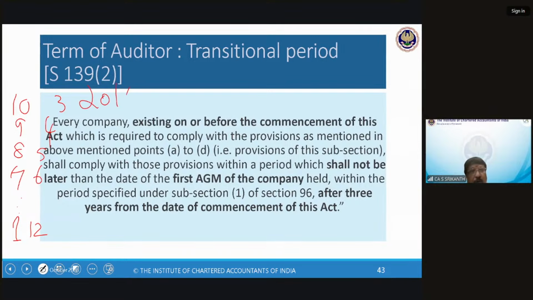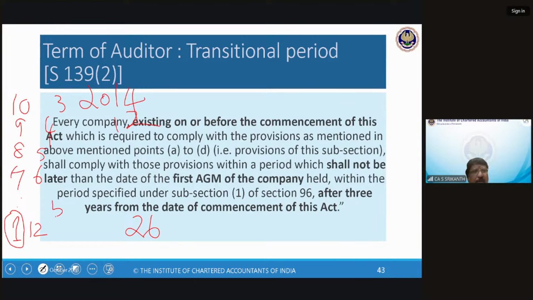So in 2014, if a guy had completed 1 year, then he can be auditor for another 12 years. Correct? That is if it's a firm. If it's an individual, only 5 years. So you redo it for 5 years. 5 plus 3, 8. Like that.